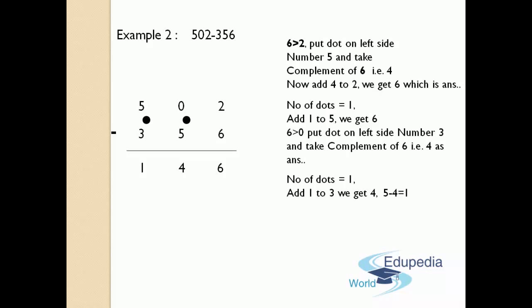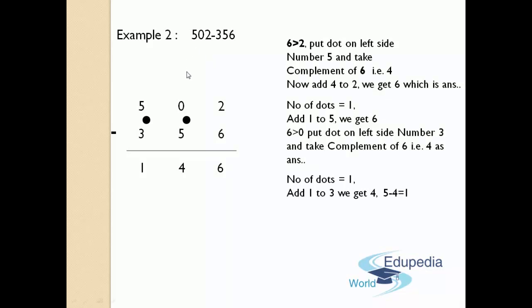I hope you have understood the differences between example number 1 and example number 2. The difference you have observed is this: when you get a digit greater than 0 in the minuend, and this digit is smaller than the subtrahend digit, that is 6, you have to take the complement of the subtrahend, add that complement to the digit in the minuend, and write that as the answer in the answers place. This is the only difference between example number 1 and example number 2. I think you have understood pretty well.